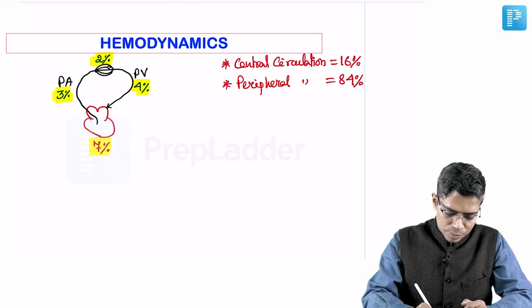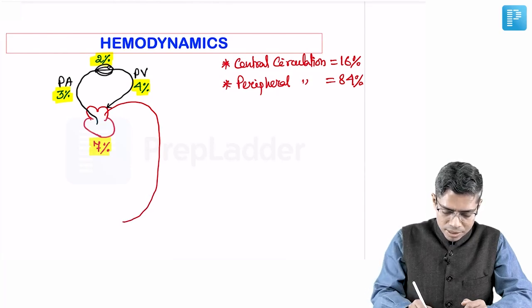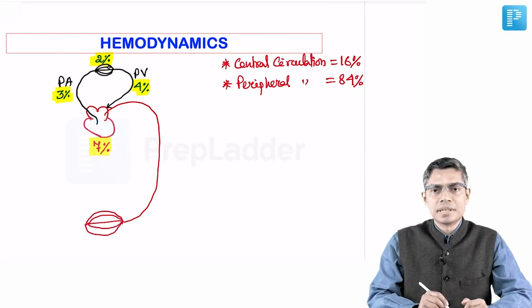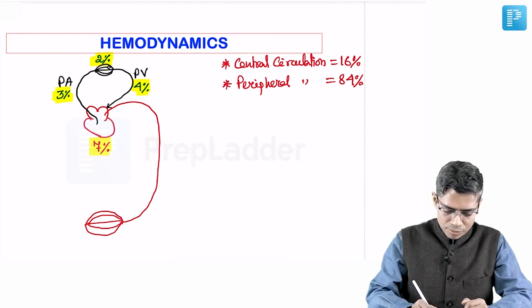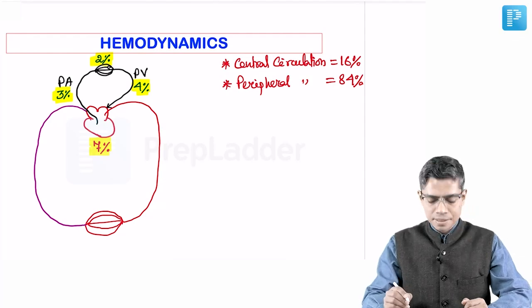To understand that, I am drawing here, suppose this is the aorta. Aorta will give rise to arteries, then arterioles, and then arterioles will form the capillaries. So this is the basic schema. Capillaries here represent all the systemic capillaries, and then they will form the venous system, which ultimately drains at the level of the right atrium, right?